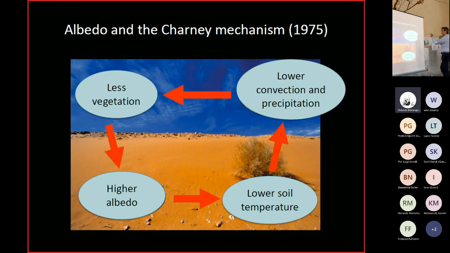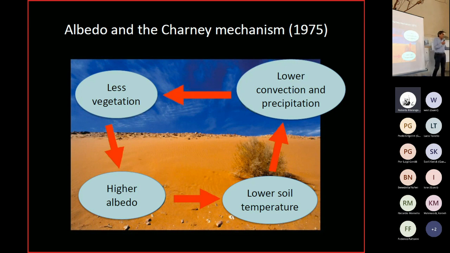So anyway, in 75, he proposed this mechanism, which is interesting. Suppose you are in the desert, where vegetation is limited by water. So you have less vegetation at some point, but vegetation is usually darker than the sand. So the sand has higher albedo. It reflects more of the incoming solar radiation than the vegetation, right? So if you have less vegetation, a higher fraction of light is reflected, so it does not heat the ground. So you have a lower soil temperature. And so you have a column of atmosphere which is more stably stratified. And so you have less convection, less precipitation, and then you have less vegetation.